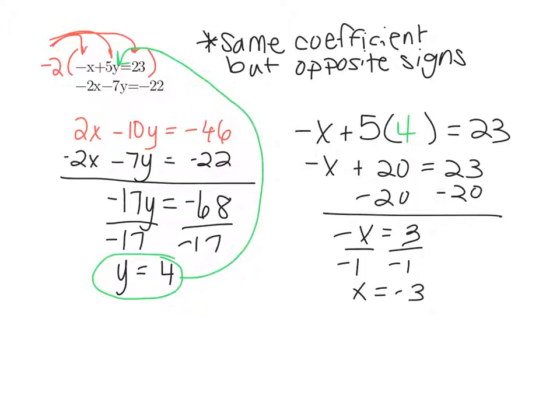And just like before, my answer is expressed as an ordered pair. So the answer to this problem would be negative 3, 4. And again, it would not be a bad idea to go back and check your work just to make sure that this answer works for both equations.